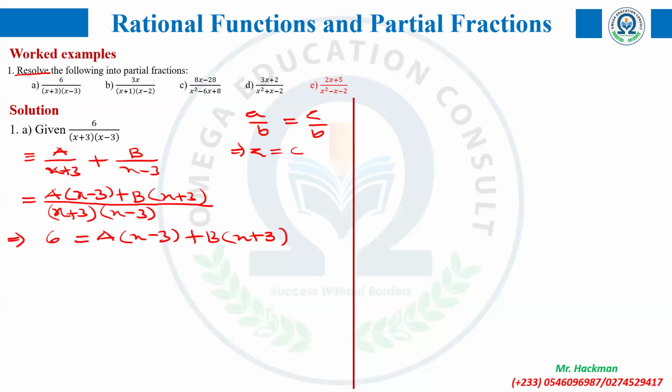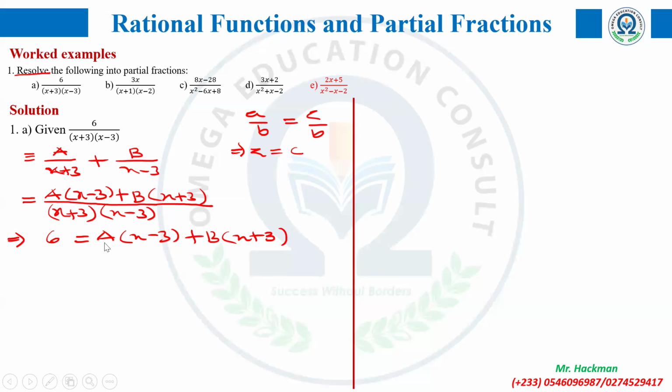Okay, so now our core work is to look for the values of A and B. If you don't know the values of A and B, then you can only end at the partial fraction identity. However, we are looking for the actual partial fraction. So we need to know the actual value for A and the actual value for B. Then we go and substitute.